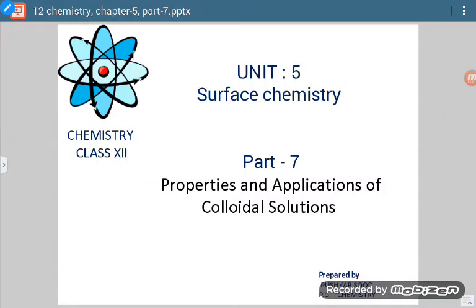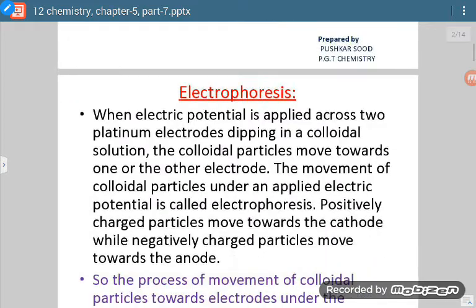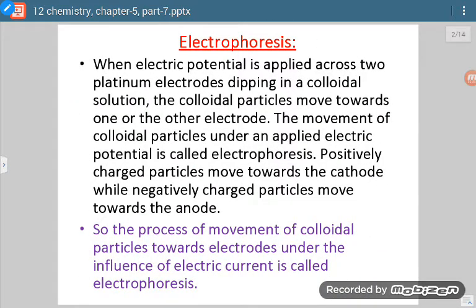Good morning, students. So today we are going to discuss the properties of colloidal solutions and their applications and where we can see colloids around us. So this will be the last topic of this chapter. So let us start. Now see, the next property of colloidal sols is electrophoresis.